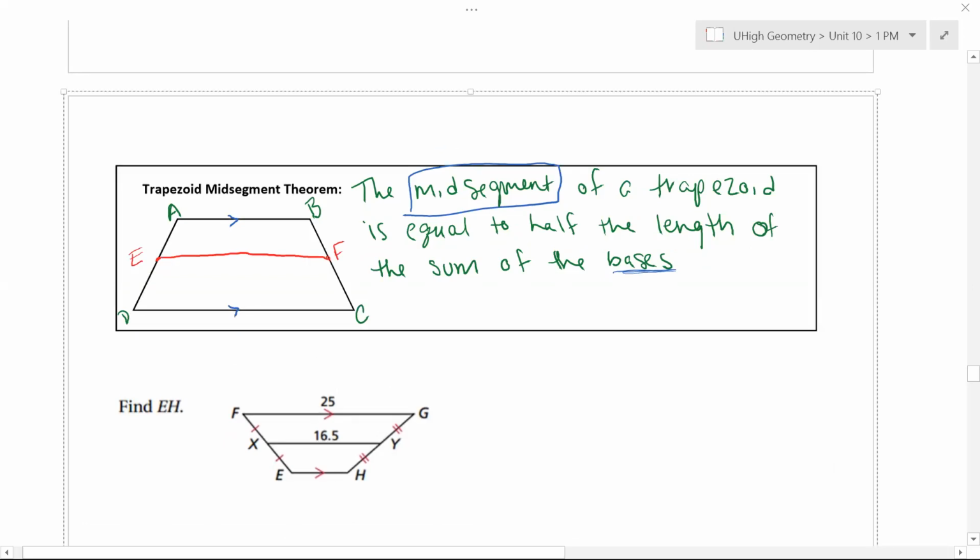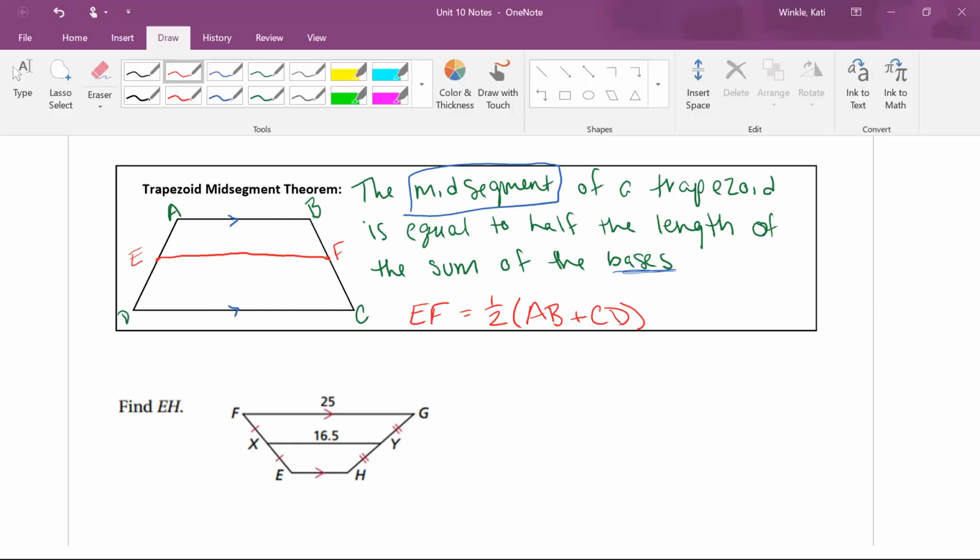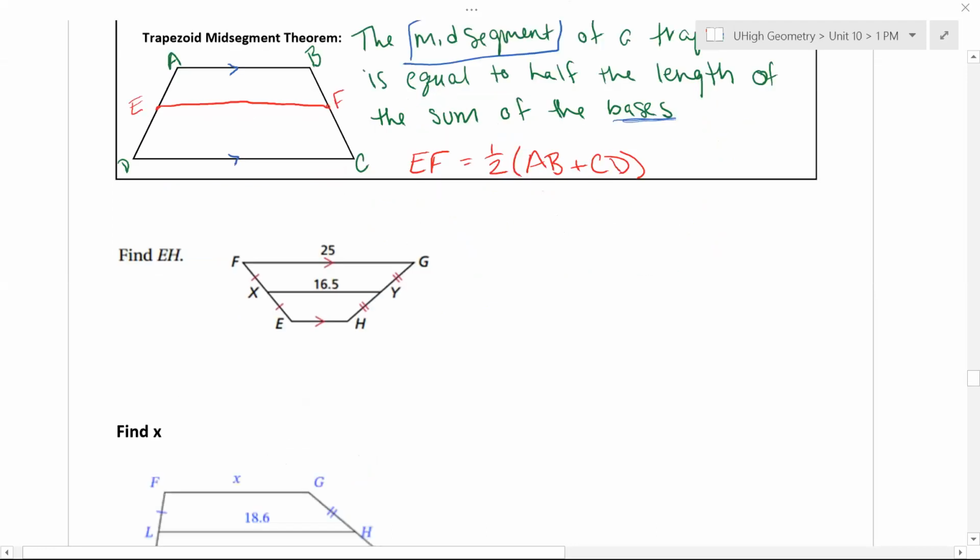So really what this theorem states is that EF is equal to 1/2 the length of AB plus the length of CD. So how in the world does this relate to what we're doing? Let's take a look at this first example.